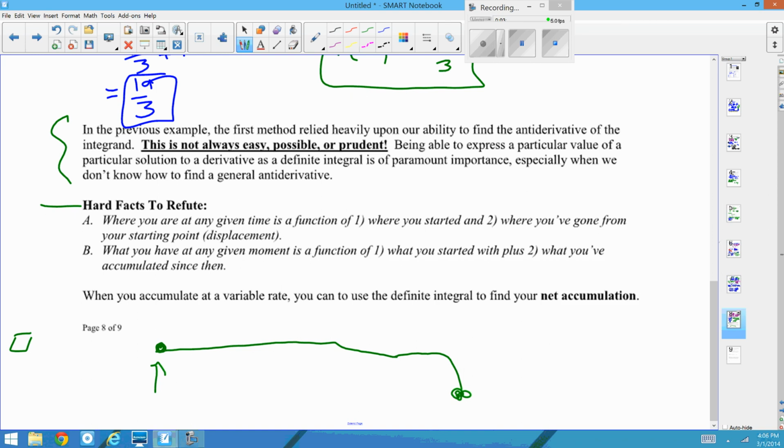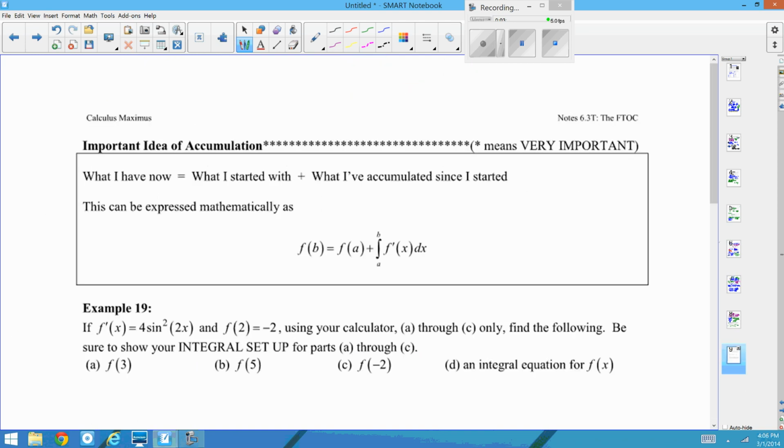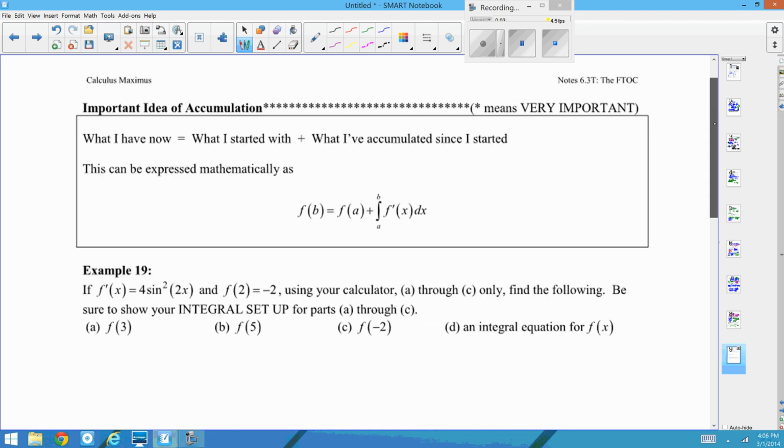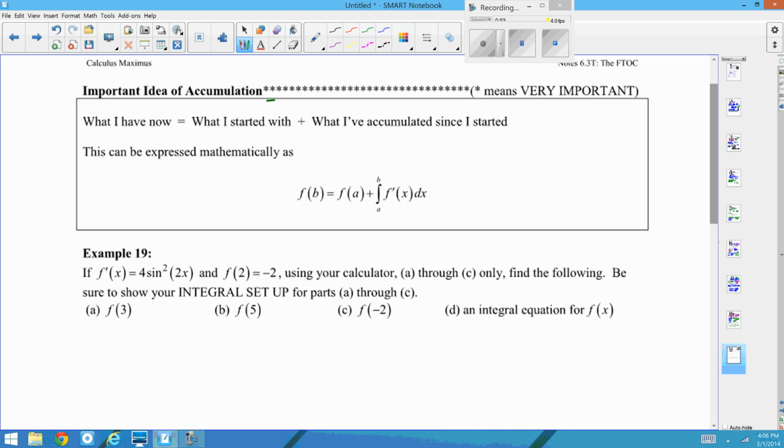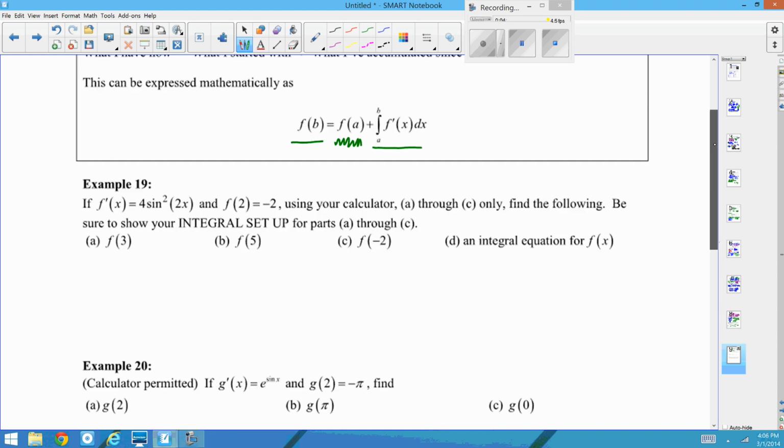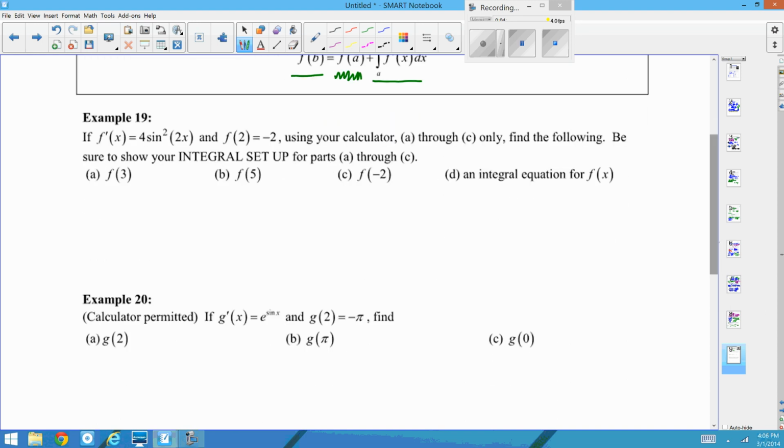Same thing if you accumulate things like on your birthday, you start with 0 gifts or something plus what you accumulate, okay, as all the people get it. This is called net accumulation, and we're going to examine that in these last couple of examples. So that's the basic idea. Look at how important this is. So what you have now, or like our last example, f of 2, is where you started plus what you've accumulated since then. All right, so we'll look at some examples with this.